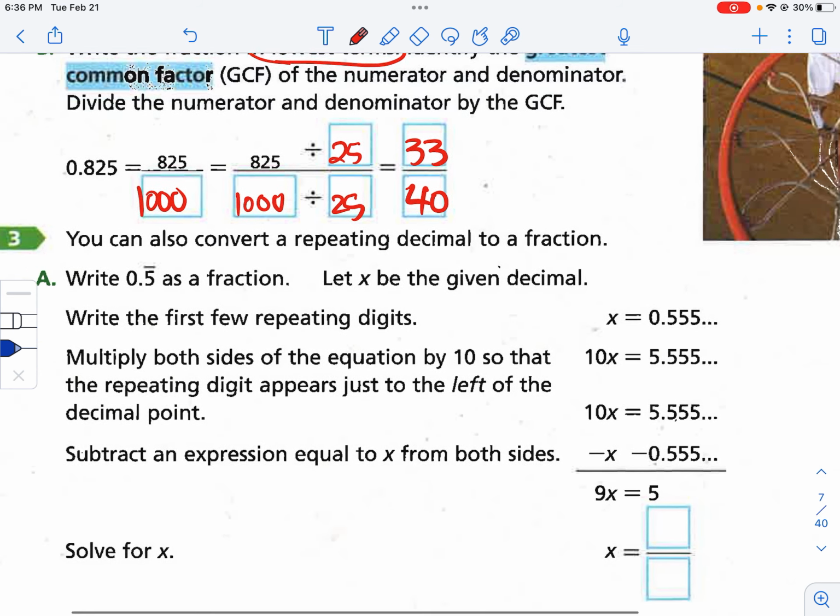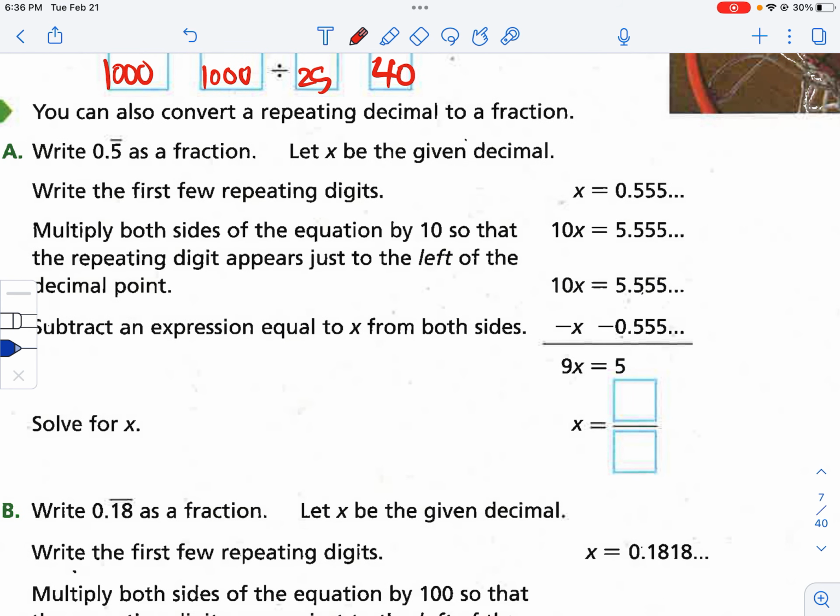So you can also convert a repeating decimal to a fraction. So we're going to write 0.5 repeating as a fraction. Okay, let x be the given decimal. So all they did was take x and they wrote it out with the ellipses.